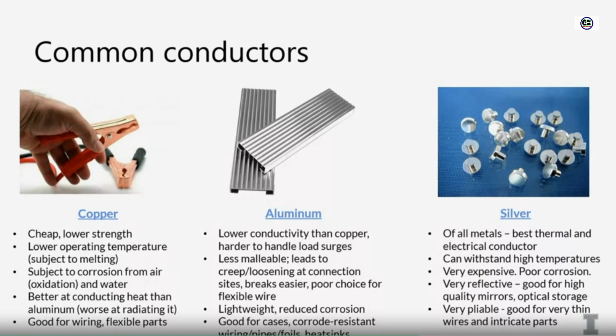However, silver is very reflective. So it's good for things like mirrors and optical components. It's used a lot in optical storage and optical mechanisms. It's also very pliable, and it's very ductile as well. So it's good if you're building very, very thin wires. You can stretch it out and make very, very thin things. If you're building intricate things, silver is a great choice, because you can pull out little tiny things. If you're doing something with steel, that's much harder to do because steel is brittle and steel breaks. But silver is great at that.